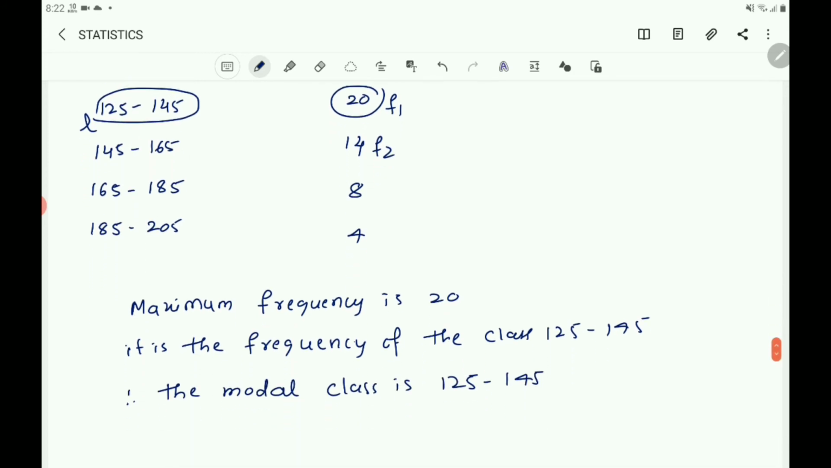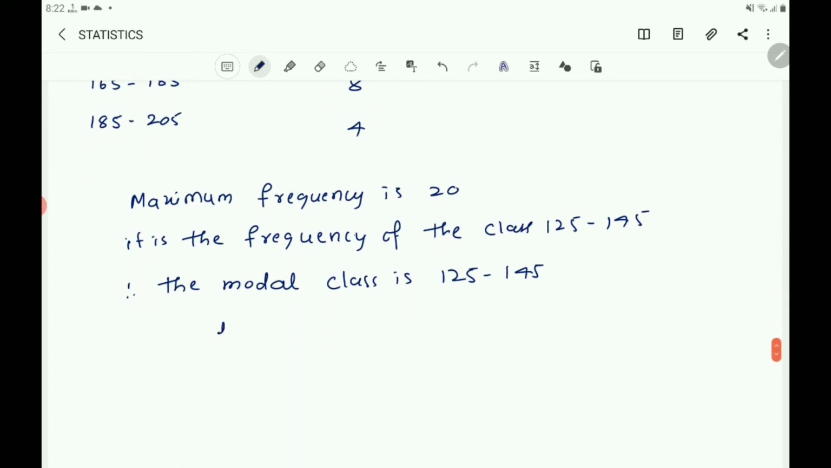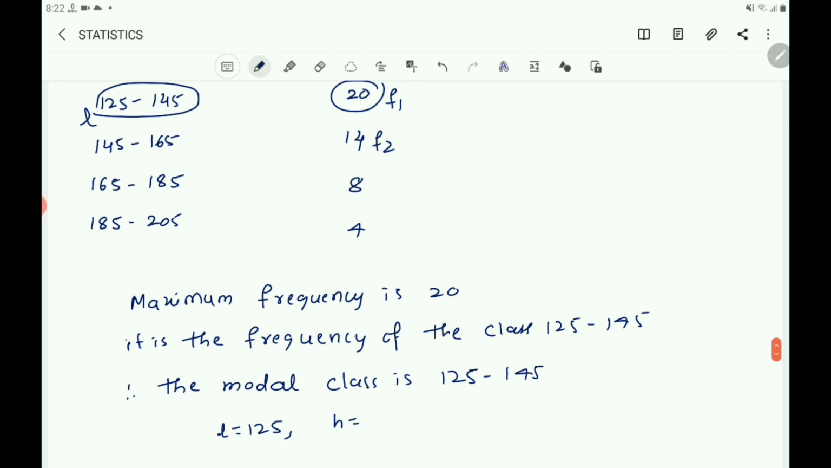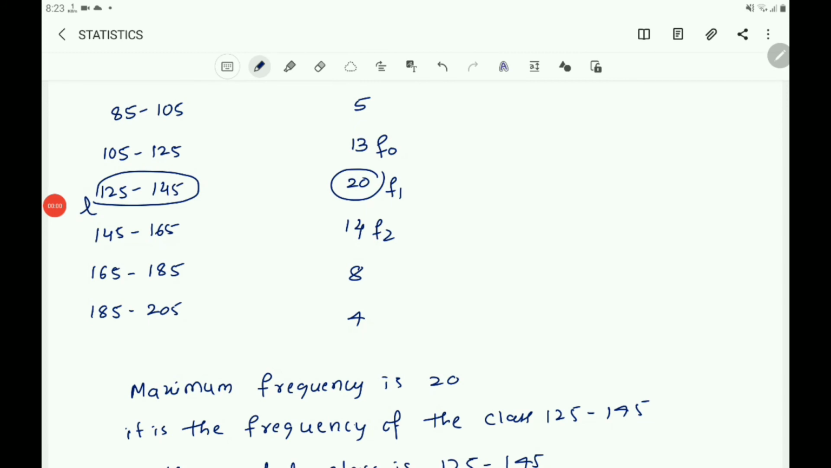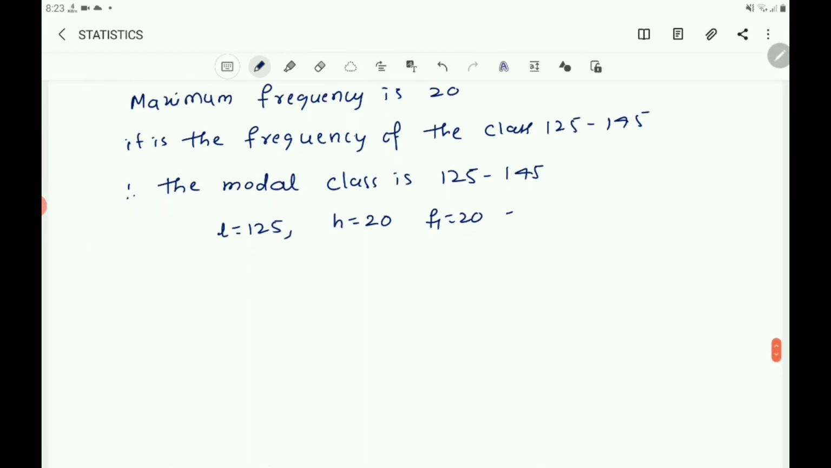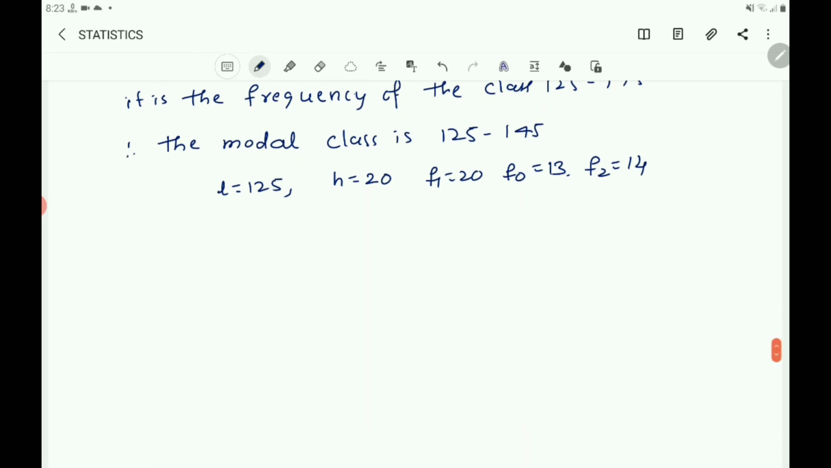L equals 125 and H equals size of the class, that is, you know that 145 minus 125, that is 20. F1 is the maximum frequency, that is the frequency of the modal class. F1 equals 20, F0 is 13, F2 is 14. Then you write the formula. Formula for mode, that you know already.